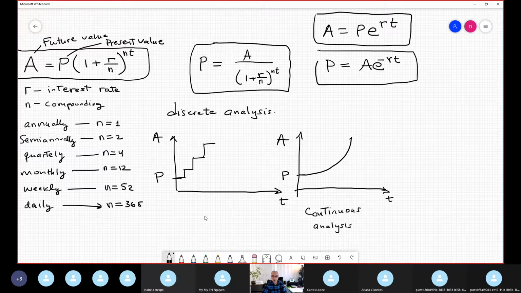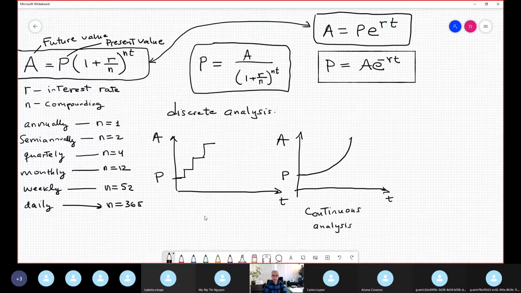Okay, this is analogous, no? This formula and this formula are analogous in the problem of future value, but this is discrete analysis and this is continuous analysis. And this is the same thing for present value, discrete and continuous. Maybe it's not clear for you, but when you see the word problem, you will understand this very well. So basically we have four formulas.